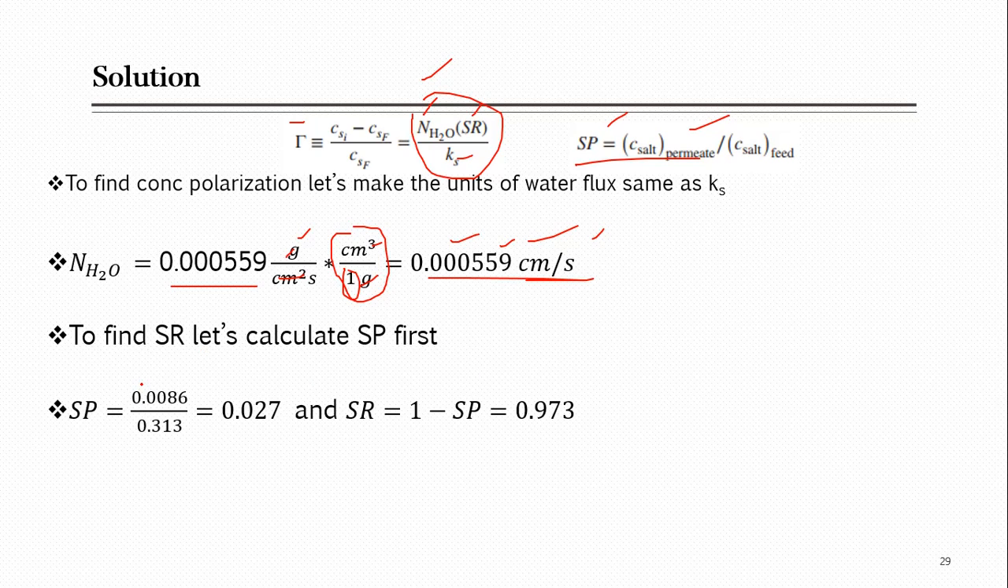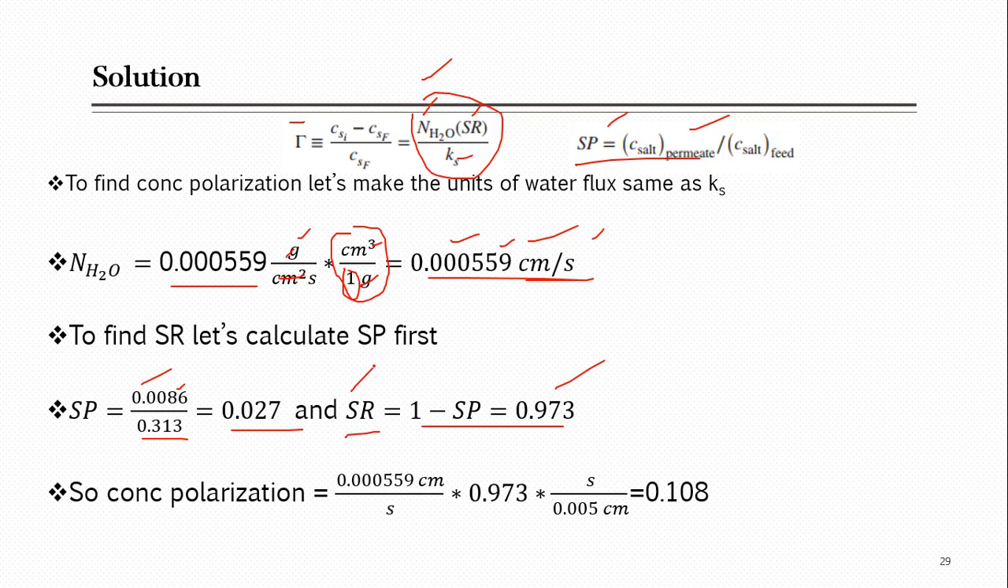So SP is the ratio of the concentration of the salt on the permeate side over the concentration of salt on the feed side. So this you already have, for any unit you can pick, because units will cancel, and finally its value is 0.027 here, and with this you can calculate SR, and that's value is 0.973. It means 97.3% salt is rejected, only 2.7% salt has passed through this membrane.